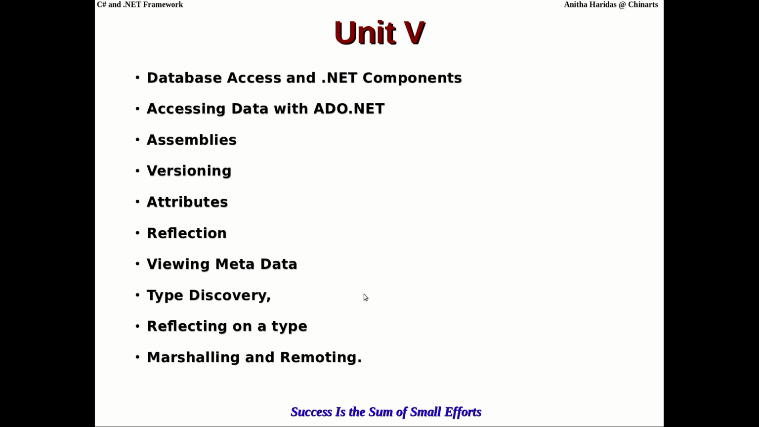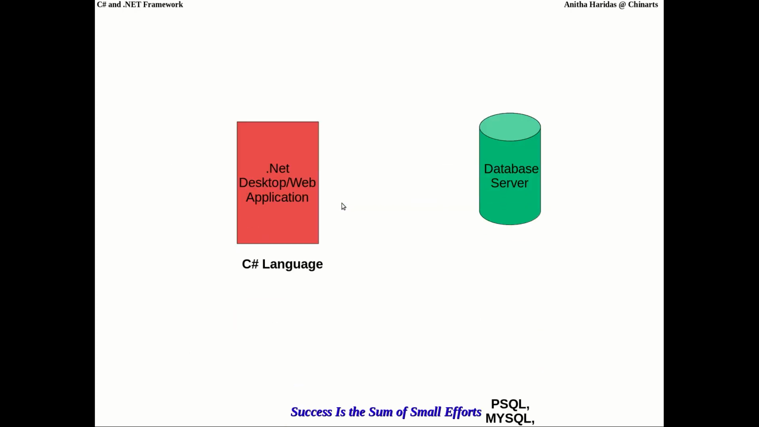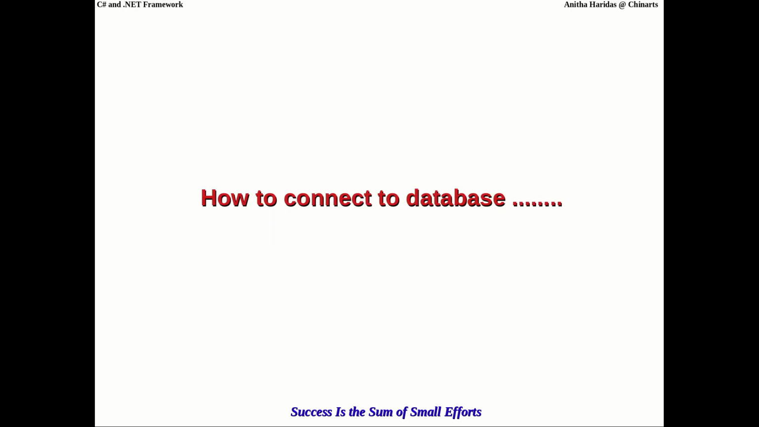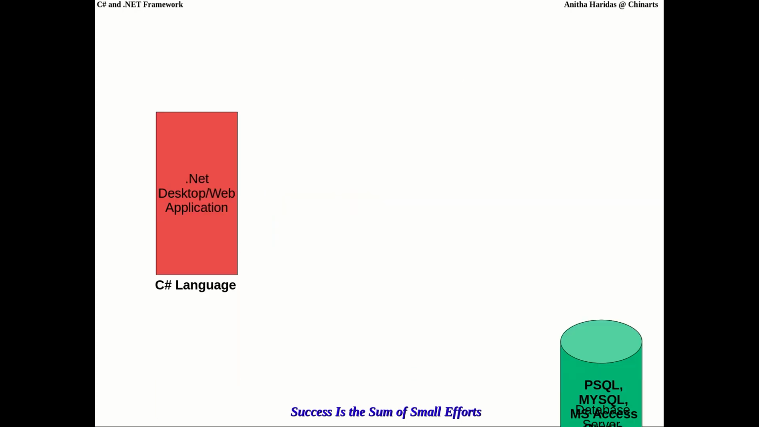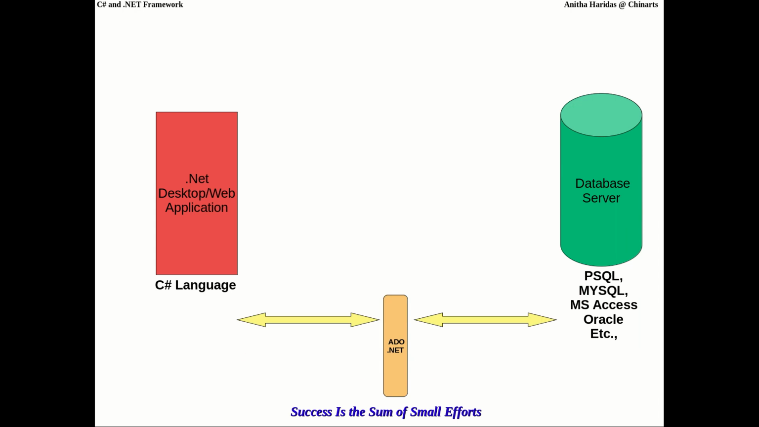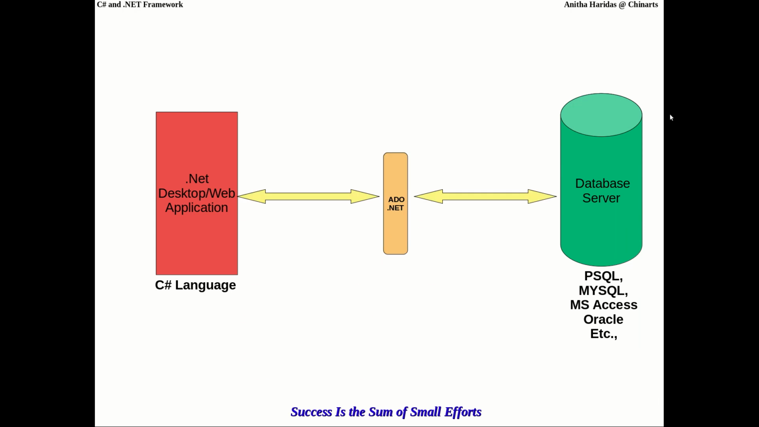Dear girls, in our previous video we discussed the purpose of ADO.NET, how ADO.NET is used as an application programming interface between a .NET application and a data source. Any kind of database server can be a data source, and how a .NET application is connected to a database server.